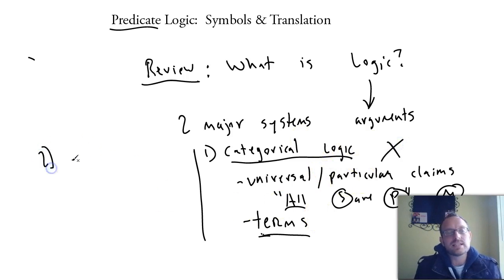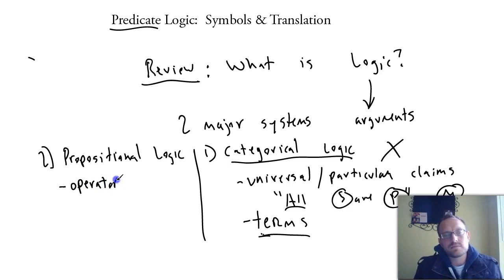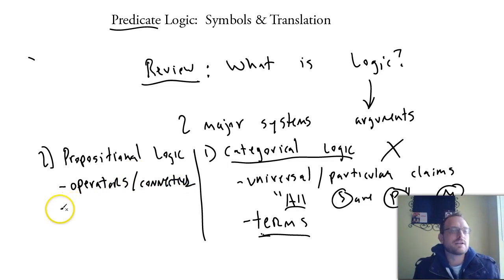So that led us to the second major logical system that really comes around the time of Leibniz, and this is what we can refer to as propositional logic. And propositional logic does not treat of universals or particulars. Instead, it looks at the main operators or connectives between propositions to discover what inferential patterns lead to validity.